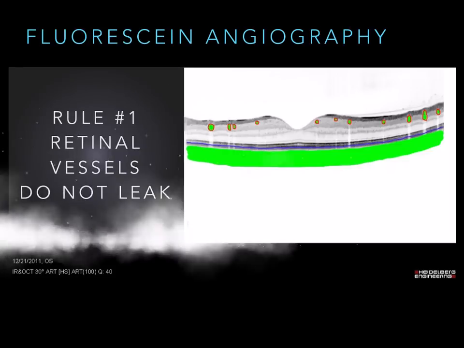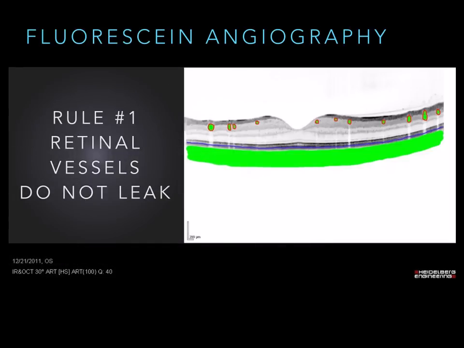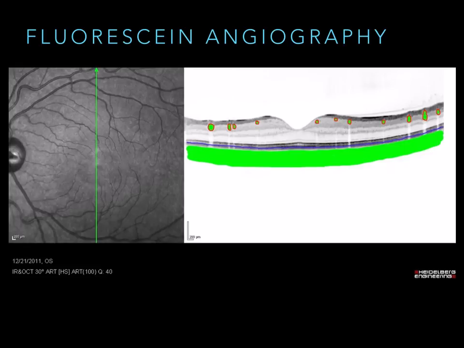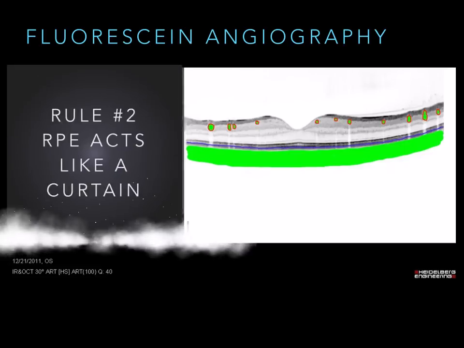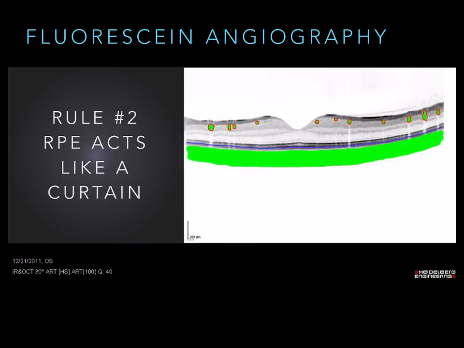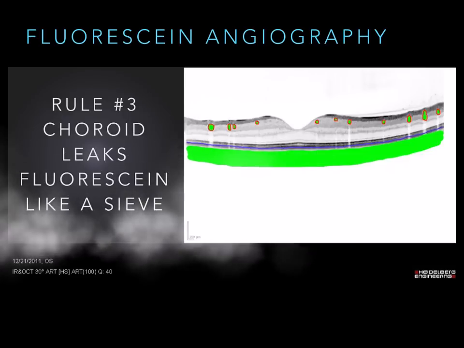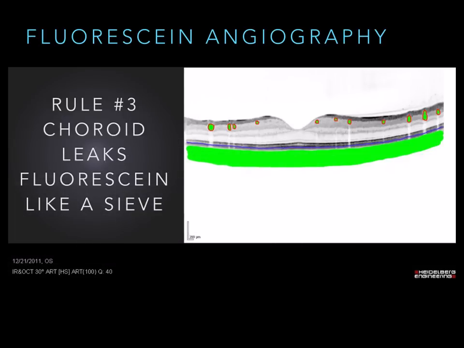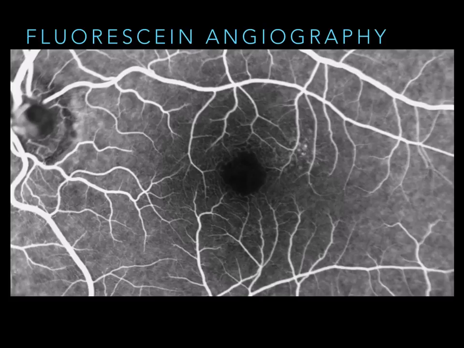Okay, so rule number 1, the retinal vessels do not leak. All right, kind of covered that. Rule number 2 is coming. The RPE acts like a curtain, so it kind of dims that fluorescence that comes through the choroid. Rule number 3, and the choroid leaks fluorescein like a sieve. That's a Gary Laneism. Doesn't really leak it like a sieve, but it's throughout.